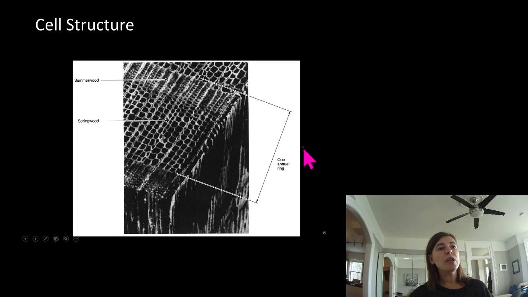It shows really well in this image here, where you can see we've got the cellular structure where the spring wood is growing very fast and it slows down in the summer, and then here's where we've hit the fall and we don't really get any growth until spring comes again.